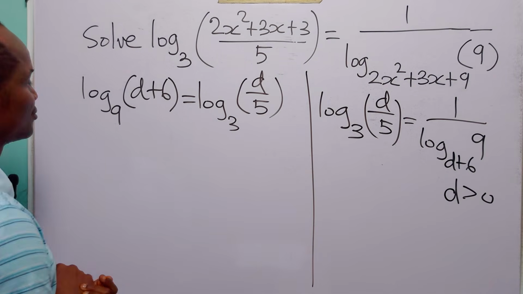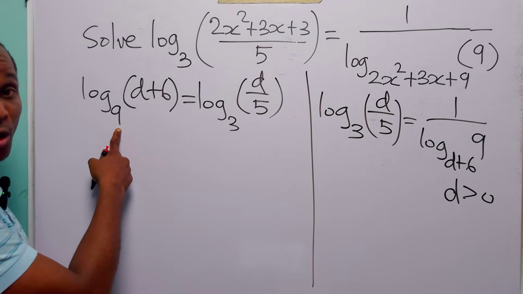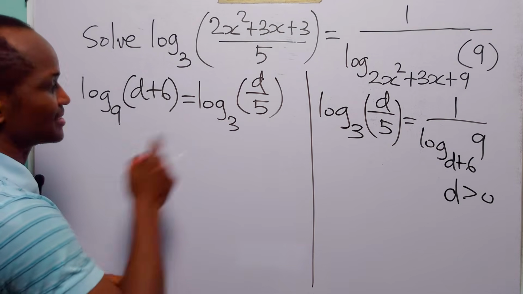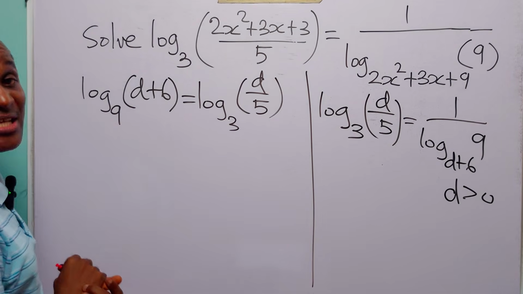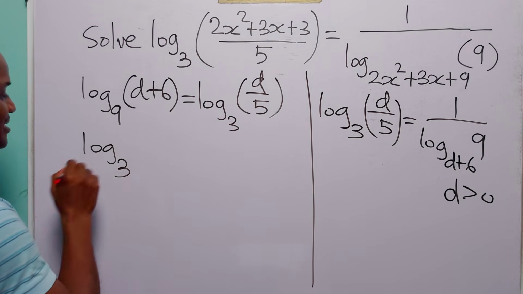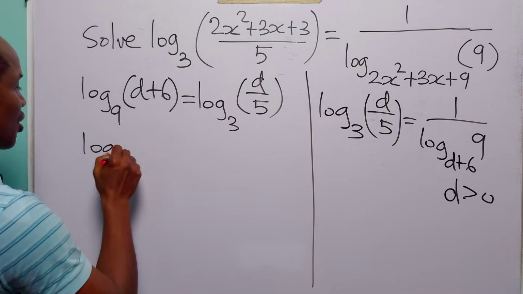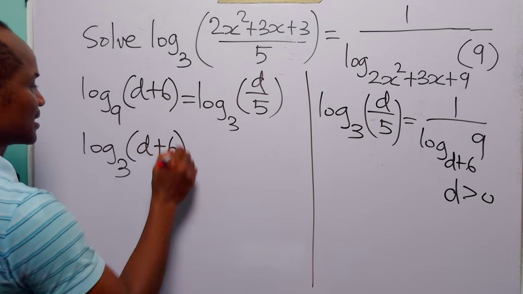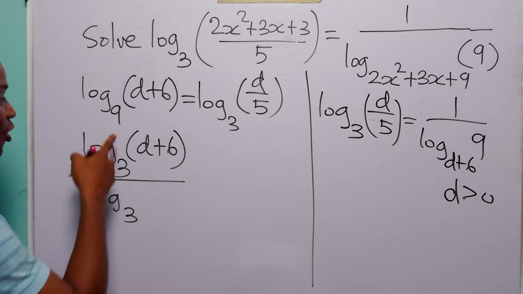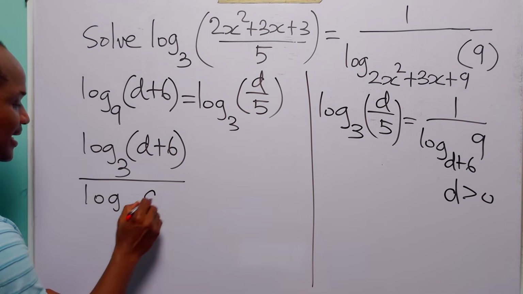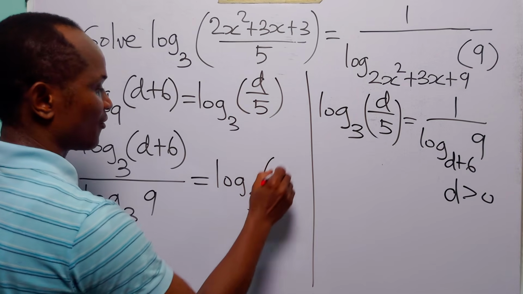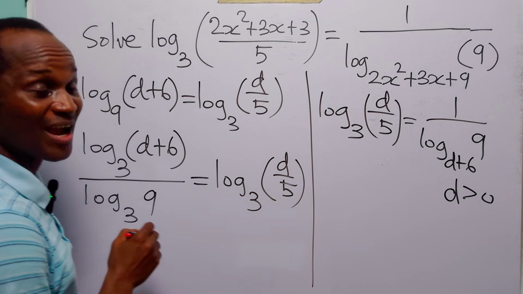Now, the next thing we are going to do is change the base of this logarithm from base 9 to base 3 to match the term on the right hand side. Applying the change of base formula for logarithms to this term, we have log to base 3, the new base, of d plus 6 over log to base 3 of the old base, which is 9. And this is equal to log to base 3 of d over 5.